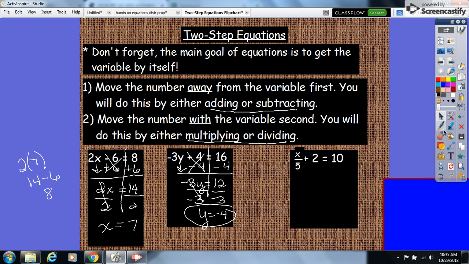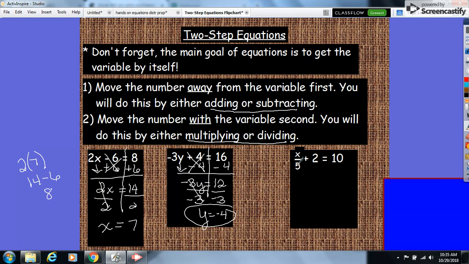You've seen one like this probably in Math Excel. Don't get scared by that fraction right there. Remember, a fraction is really just a division problem in disguise. So if I look at this equation, let's deal with what we're comfortable with first, this plus 2. To get rid of this plus 2, I'm going to subtract 2 from both sides of my equation. That leaves me with x over 5 equals 8.